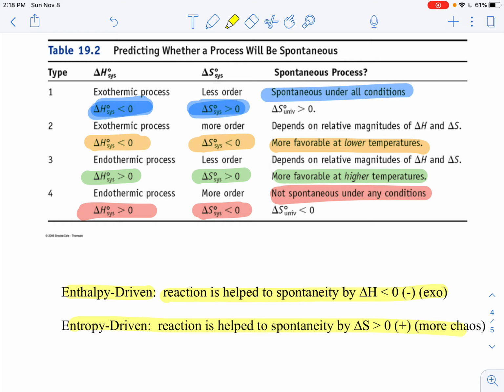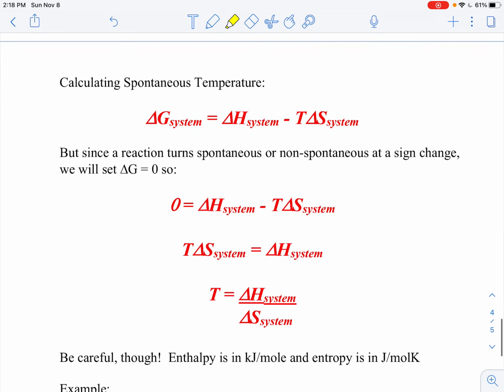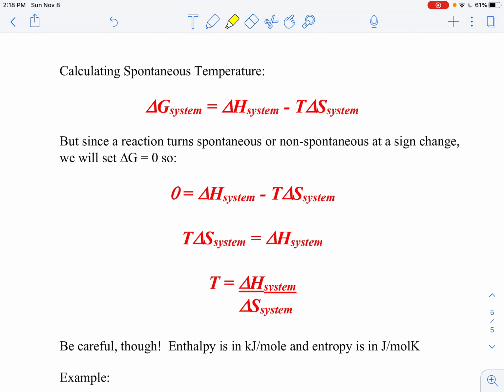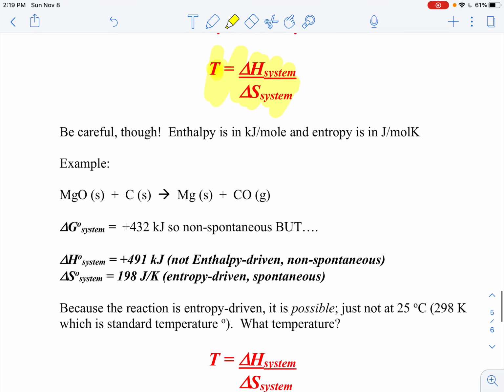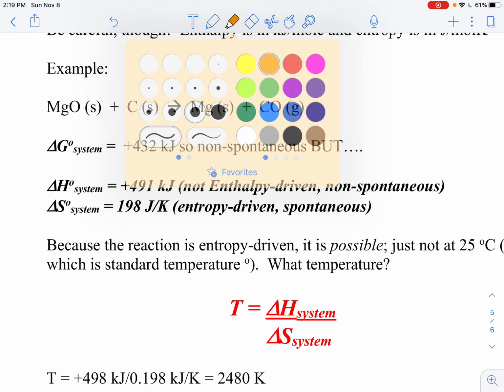Those two factors might work together. They might be against each other. It depends on the circumstances. Let's take a look at a problem, because we can calculate the temperature at which this occurs. Remember our equation, delta G is delta H minus T delta S. If it goes from positive to negative, that occurs at 0. So I'm just going to take my delta G and turn it into 0. And then I'm going to rearrange the rest of the factors so I can actually calculate the temperature at which that occurs by rearranging this equation. Check it out.